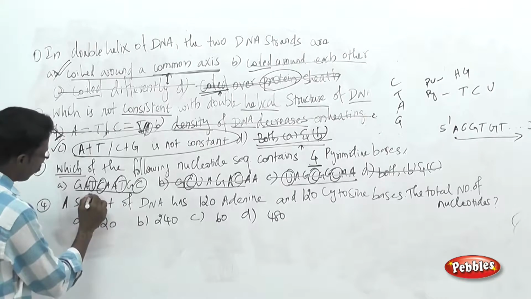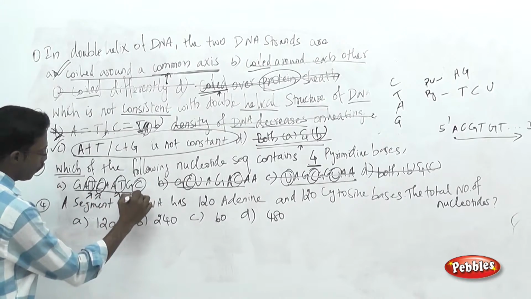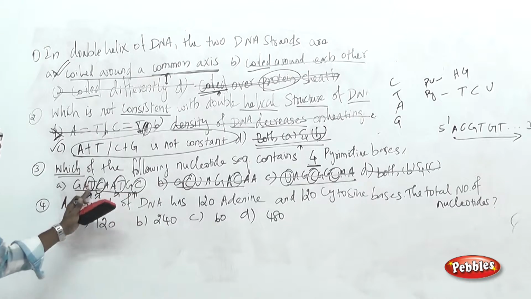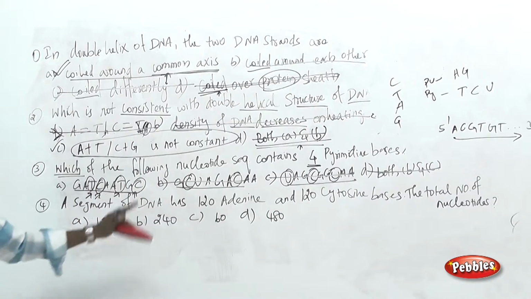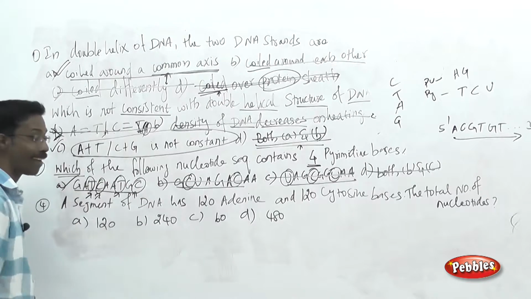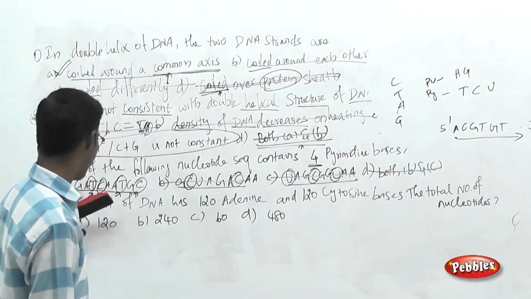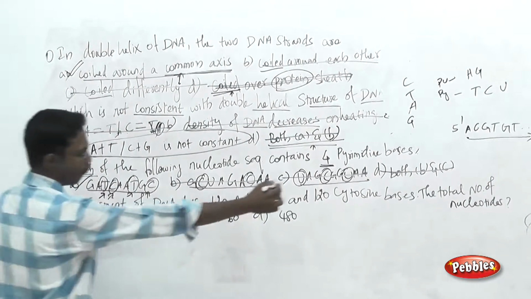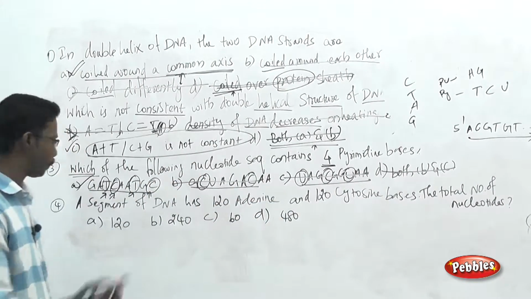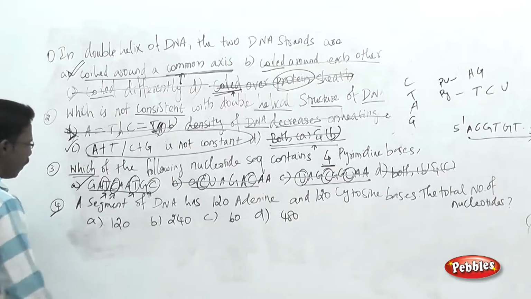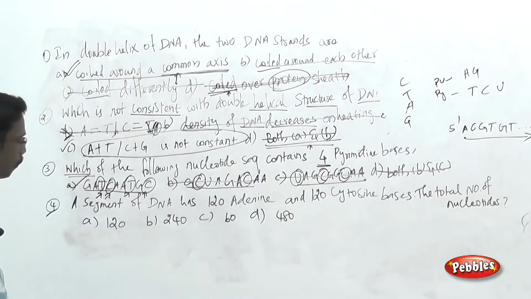So over here you can count 1, 2, 3 and 4 pyrimidines. There are thymine, cytosine, so the correct choice over here is A. Okay, this sequence contains 4 pyrimidines. Okay, see the next question. So here we are going to explain the previous question.